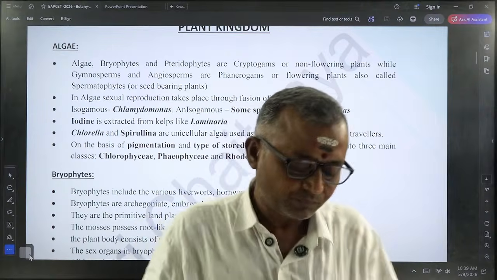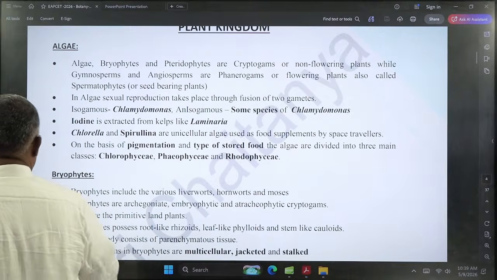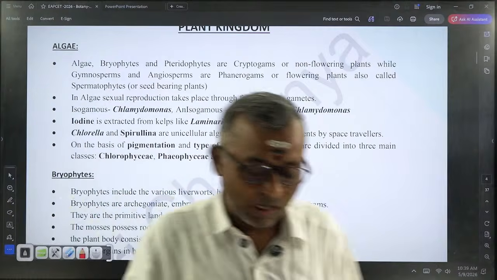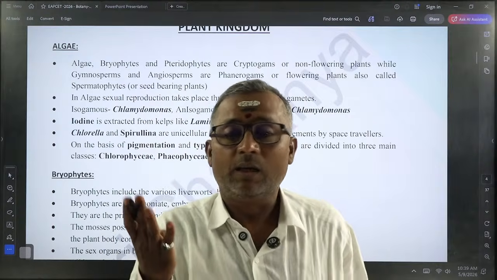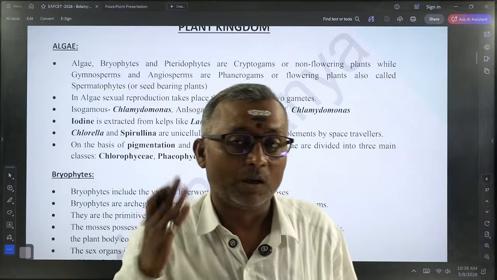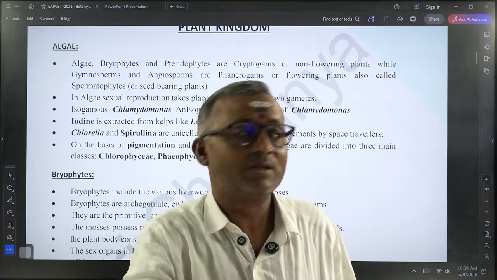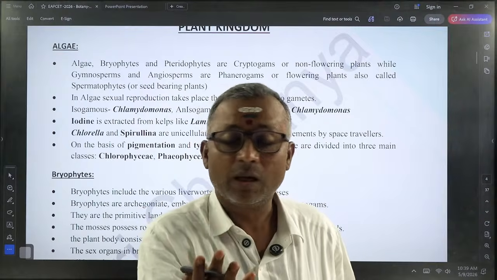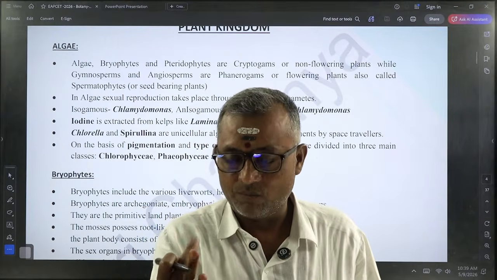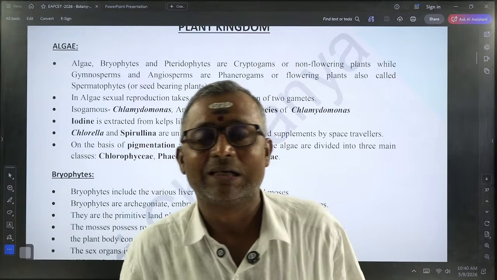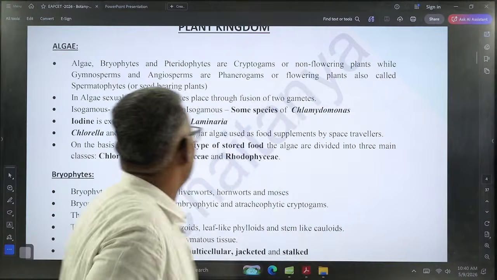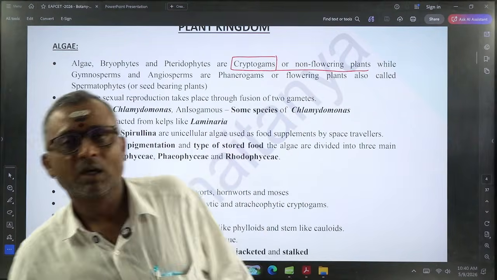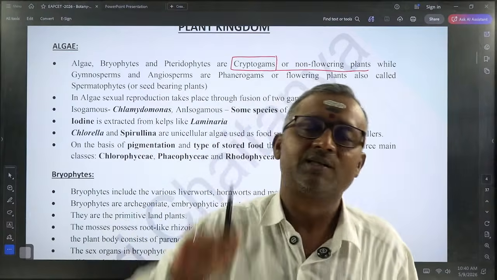Let us take Algae first. Before going to Algae, you have to be very clear that, as per the state book, and remember, whatever I am discussing now is all with respect to the state book, don't take your NCERT book into consideration. Algae, Bryophytes, Pteridophytes, these 3 groups are considered cryptogams. What do you call them? Cryptogams. Cryptogams are non-flowering plants. Crypto means hidden, gams means sex organ.